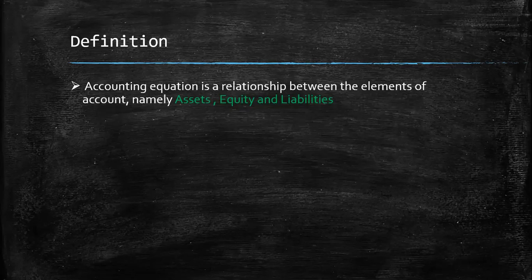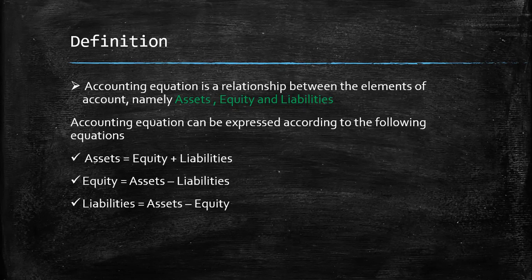By accounting equation, we are referring to a relationship between the elements of accounting: assets, equity, and liabilities. Those are the elements of accounting. So by accounting equation, we are referring to a relationship between the three elements of accounting. So accounting equation, it can be expressed as follows.